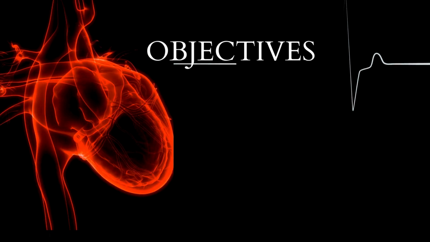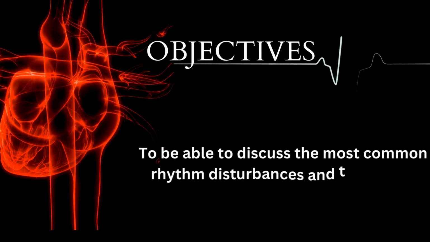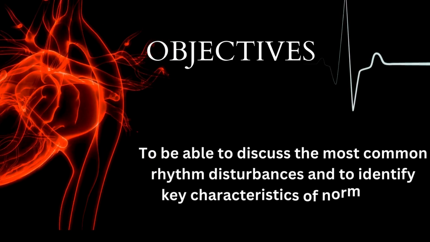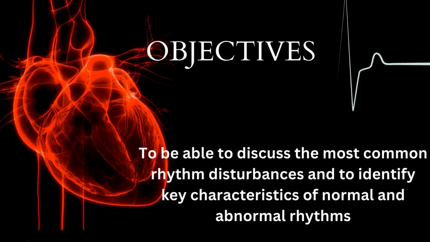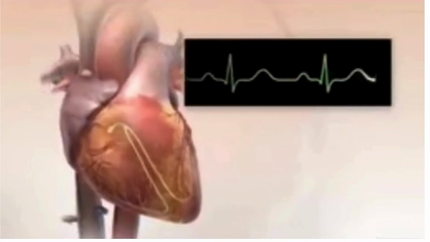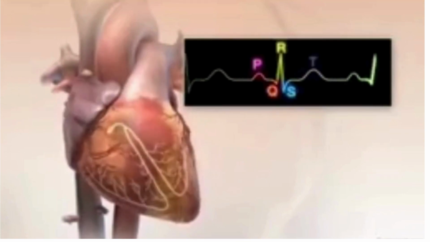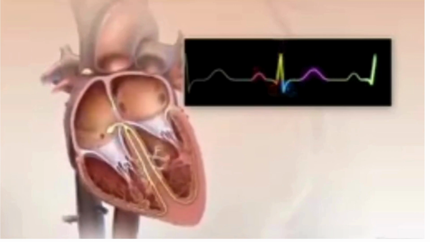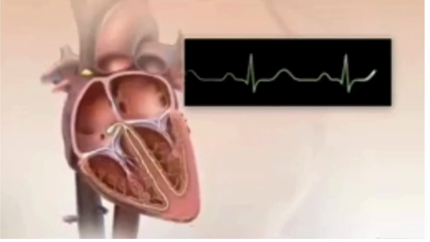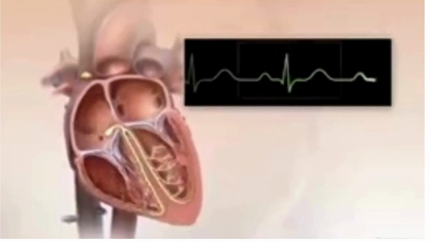Our objectives for today: to be able to discuss the most common rhythm disturbances and to identify key characteristics of normal and abnormal rhythms. A normal heartbeat produces a regular identifiable pattern: the P wave, the QRS complex, and the T wave. These segments show the electrical activity of specific parts of the heart. The normal pattern of electrical activity that is seen on electrocardiogram, or ECG, is called a sinus rhythm.